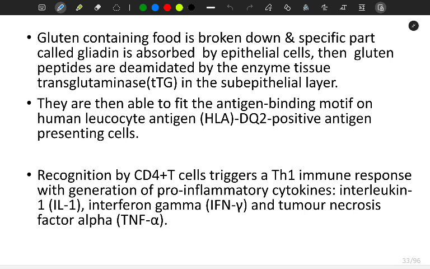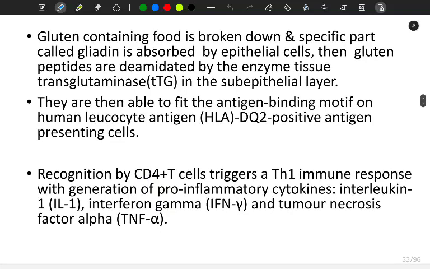Then they are able to fit the antigen-binding groove, and the antigen is presented to the CD4 T helper 1 cells, and then type 1 inflammation, they call it sometimes. The response cascade will be there: proinflammatory cytokines, interleukin, interferon gamma, TNF alpha. Further recruitment of inflammatory cells, the neutrophils, lymphocytes comes. With time, CD4 T helper 1 will present it to the T helper memory cells. Then T helper memory cells will send messages to the B cells in order to release antibodies for the gliadins. Quickly, any questions?